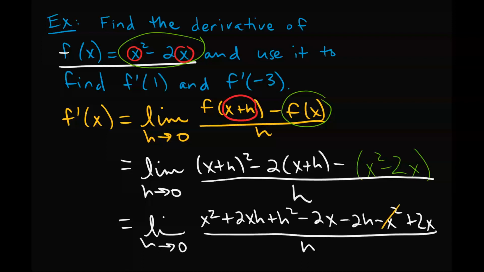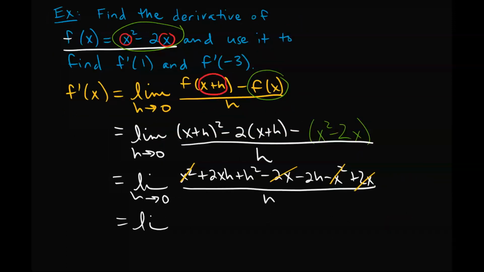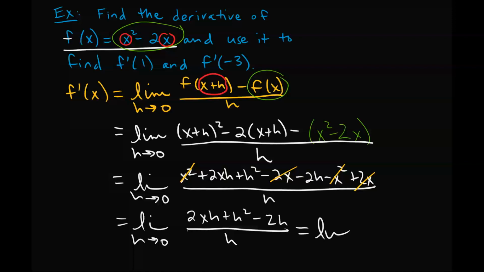So our x squared terms cancel. Our negative 2x terms cancel. So let's write what's left. So we have 2xh plus h squared minus 2h all over h. And now notice that every term of the numerator has an h in it, so I can factor that out and cancel with the h in the denominator.